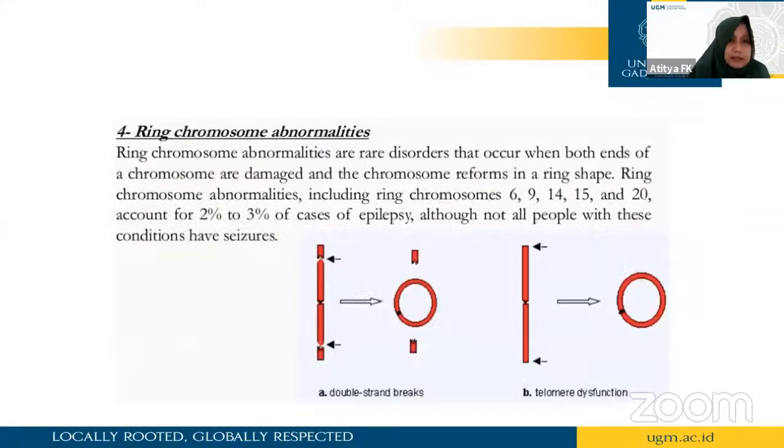Kemudian yang keempat adalah ring chromosome abnormalities, yaitu ada kerusakan kromosom sehingga kromosomnya berbentuk ring shape. Ini bisa terletak pada kromosom 6, 9, 14, 15, dan 20, dan 2-3% kasusnya mengalami epilepsi.